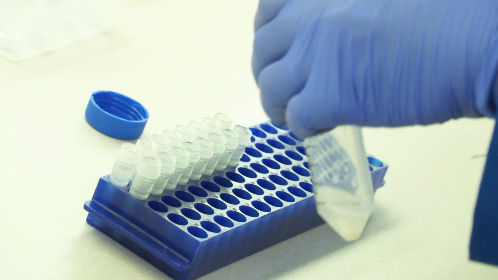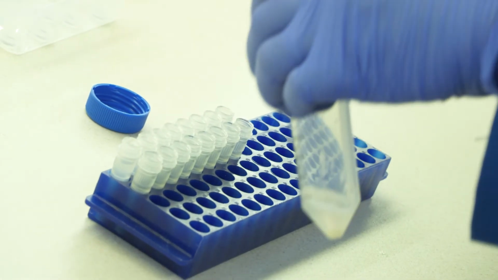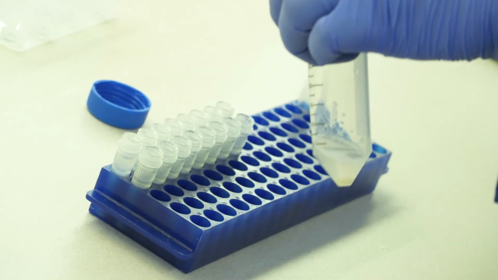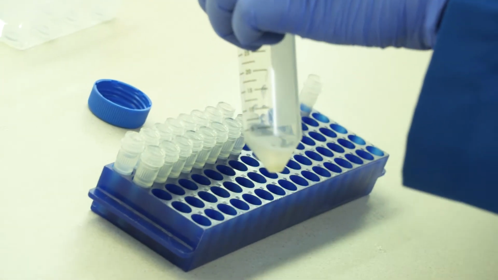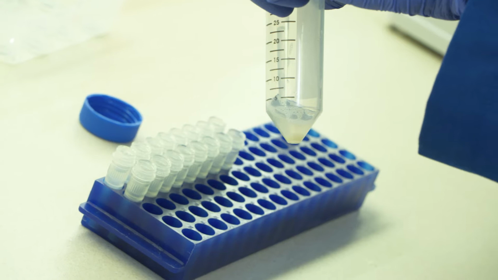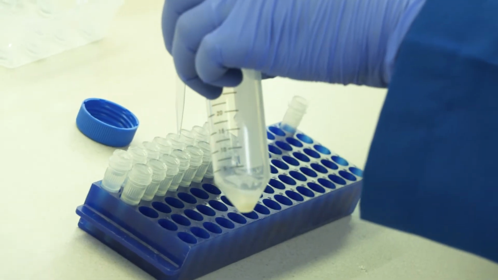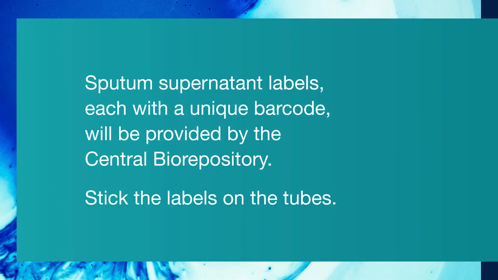Samples for central biorepository: 10 times 250 microliter aliquots in 0.5 ml O-ring tubes. Samples held at sites: the remaining 250 microliter aliquots in 0.5 ml O-ring tubes. Sputum supernatant labels, each with a unique barcode, will be provided by the central biorepository. Stick the labels on the tubes.